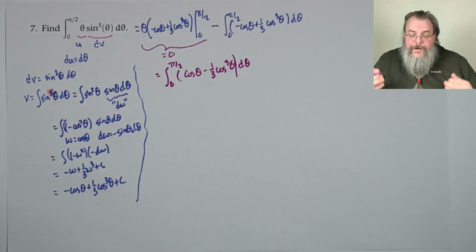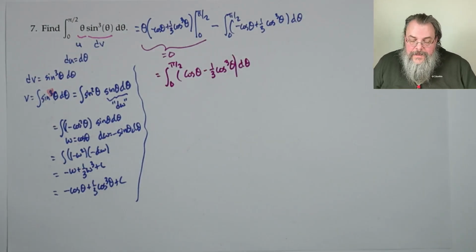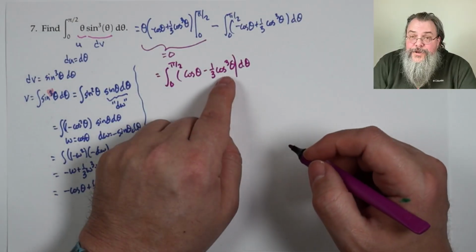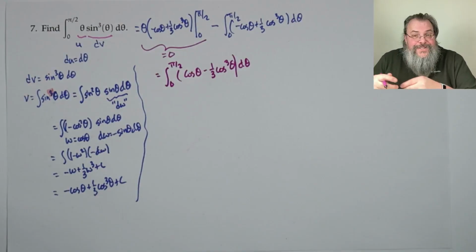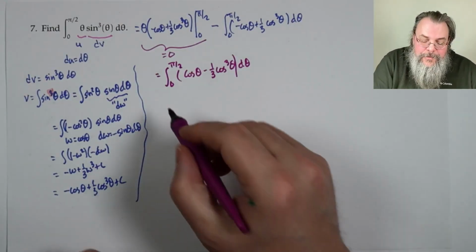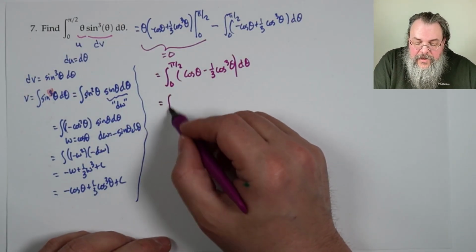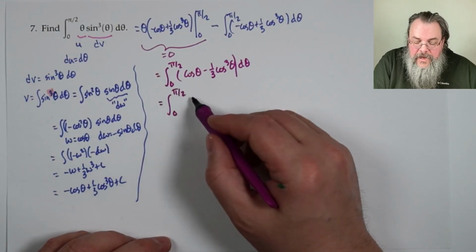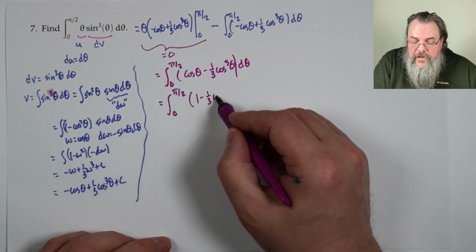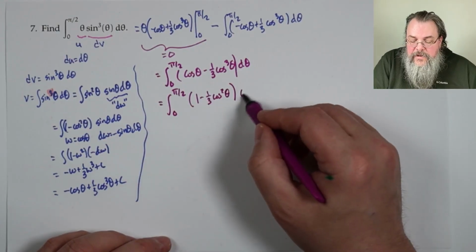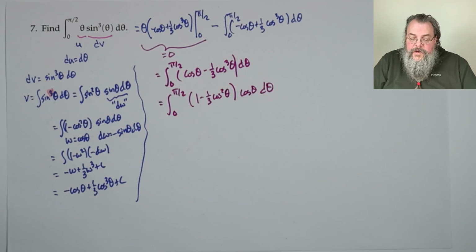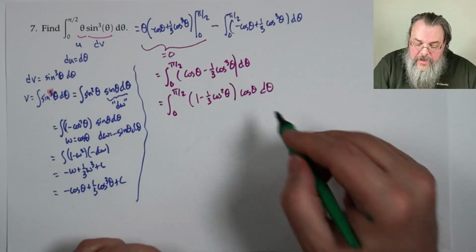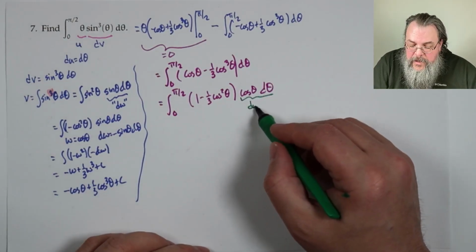Okay, now how do we integrate this? Well, you have a cosine cubed, and here you have cosine. So you have cosines to odd powers. Let's pull it off, and then we'll do a little change. So this is 0 to pi over 2, and we'll think of this as 1 minus 1/3 cosine squared theta times cosine theta d theta. Now, what's going on? We're preparing ourselves so that this part is going to become our dw.